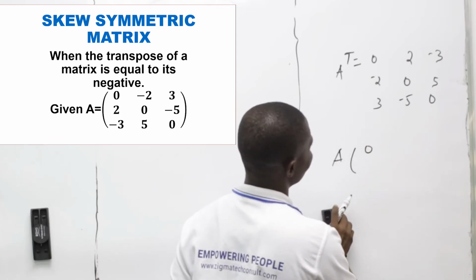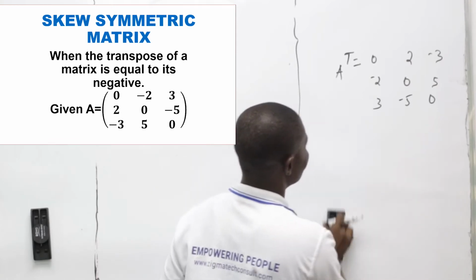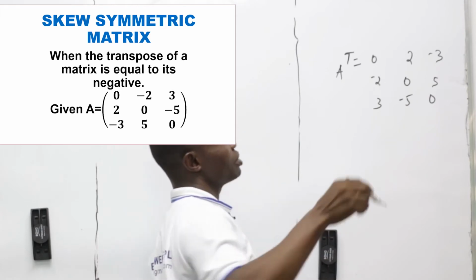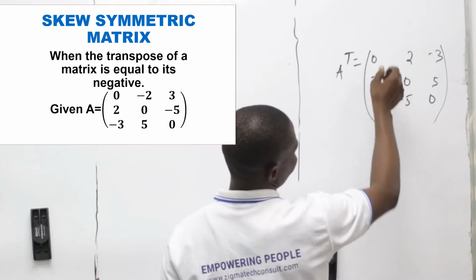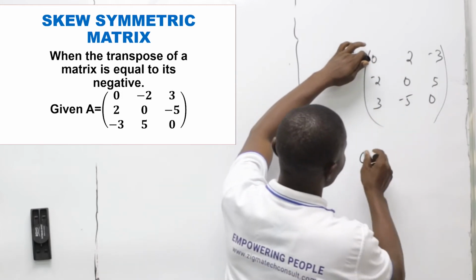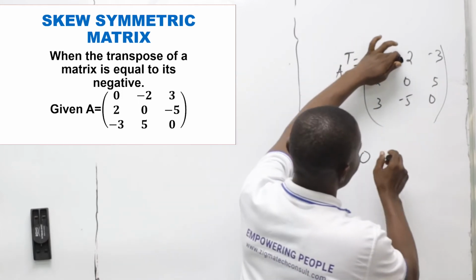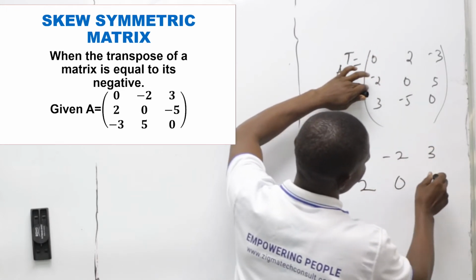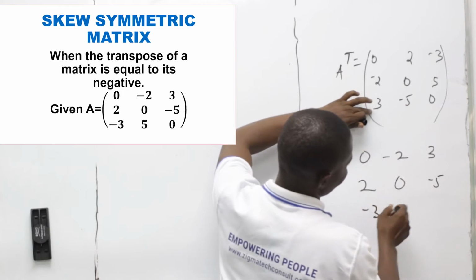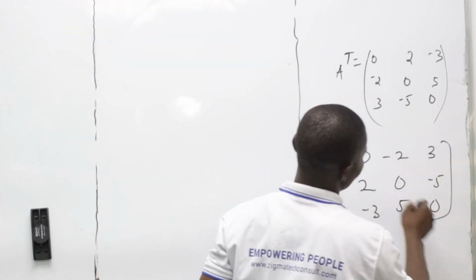It has been given. Look at it on the system. Now let us get the negative of the transpose. What's the negative? Introduce minus. Minus into 0 is 0. You don't write minus 0. This minus 2. Then this plus 3. Plus 2. This 0. This minus 5. Minus 3. This 5. This 0.